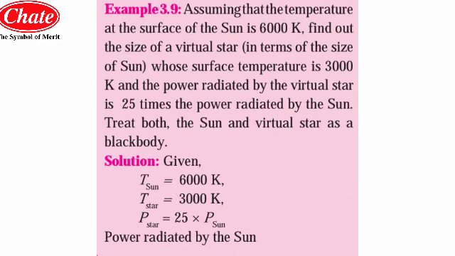Now students, for the sake of your convenience, we will take that problem one more time so that all of you will understand. In the problem they have given, assuming that the temperature of the surface of the sun is 6000 Kelvin and that of the surface of the star is 3000 Kelvin, and the power radiated by the virtual star is 25 times the power radiated by the sun. We have to treat both of them, the sun and the virtual star, as a black body. After that we have to write the given terms.